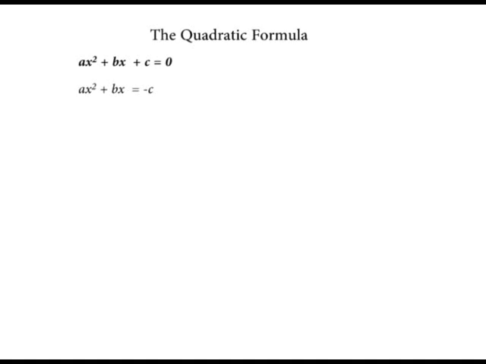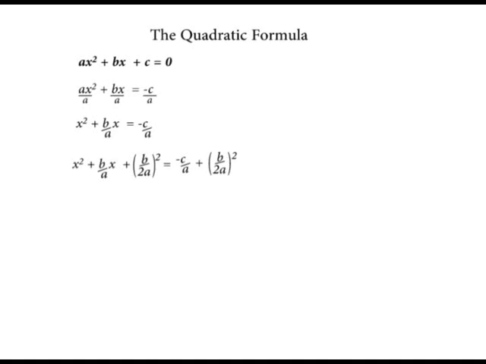To get the leading coefficient to be 1, we divide everything by a. And so we have x squared plus b over a x is equal to minus c over a. Now we add b over 2 squared to both sides. Notice in our case, b, the coefficient of x, will be b over a. And so we find a half of that and then we square. So we shall have x squared plus b over a x plus b over 2a squared. That is equal to minus c over a plus b over 2a squared.